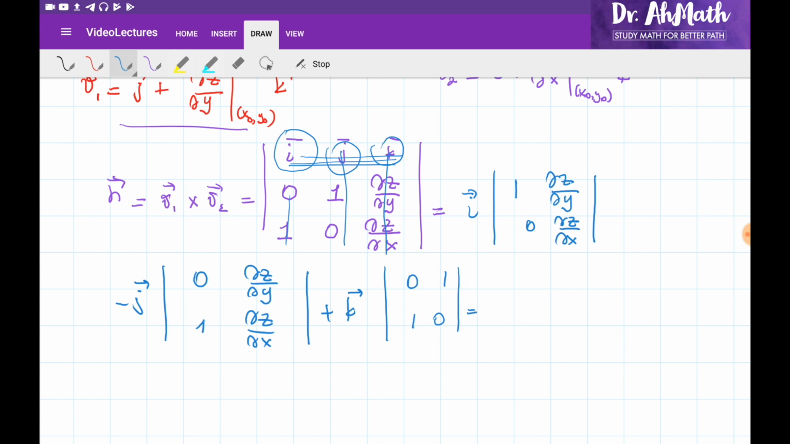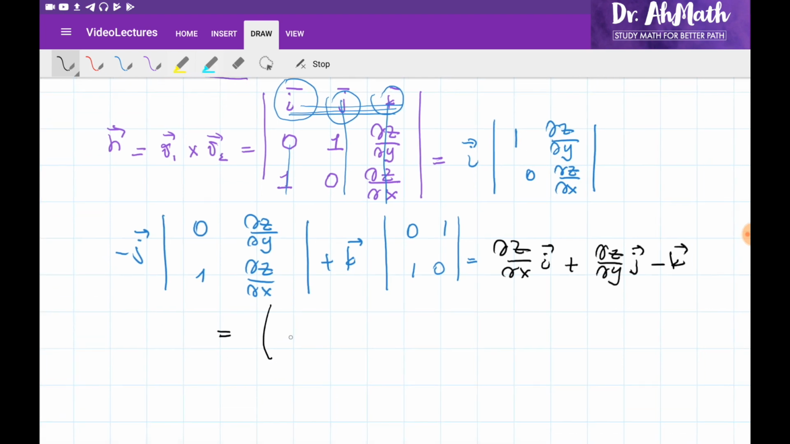So if I find the determinants of these matrices, I would obtain dz/dx multiplied by the i, minus, or plus in this case, dz/dy multiplied by the j, and minus k. So the normal vector of the tangent plane has the following coordinates: dz/dx, dz/dy, and minus 1.